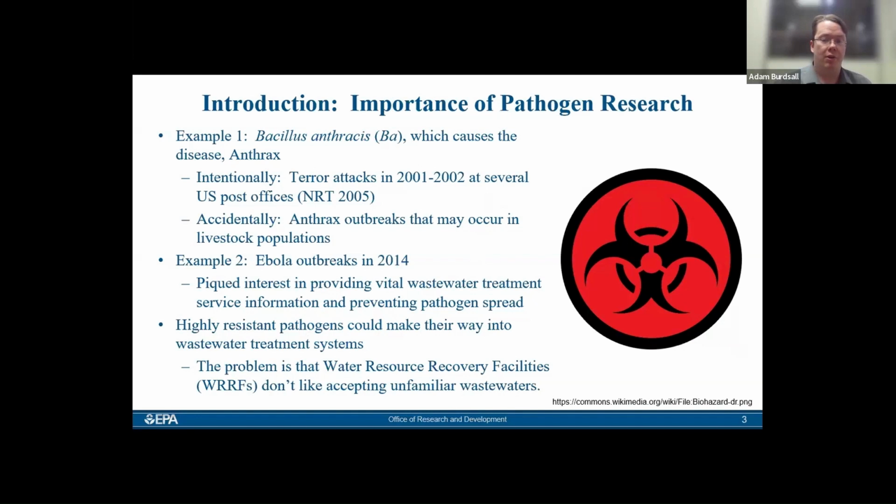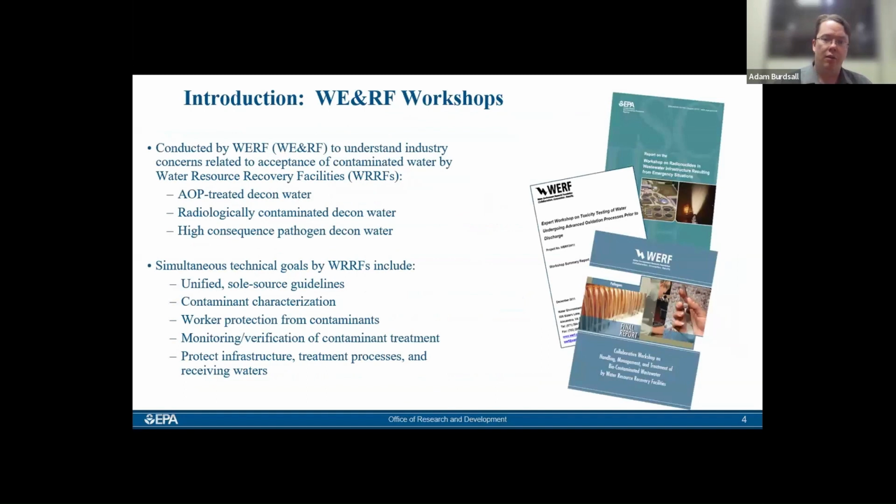And the problem is that wastewater treatment plant operators, as one of the last lines of defense against those hazards spreading to the environment, don't like accepting unfamiliar wastewaters. To that end, water research and environmental foundations have held workshops to identify industry concerns about accepting contaminated wastewaters. We've been working closely with them, and the projects that follow are a result of consultation with wastewater treatment experts during these workshops. The workshops themselves cover chemical, radiological, and biological decontamination.